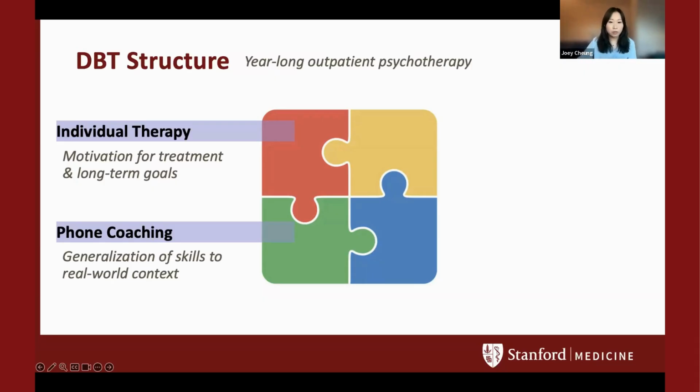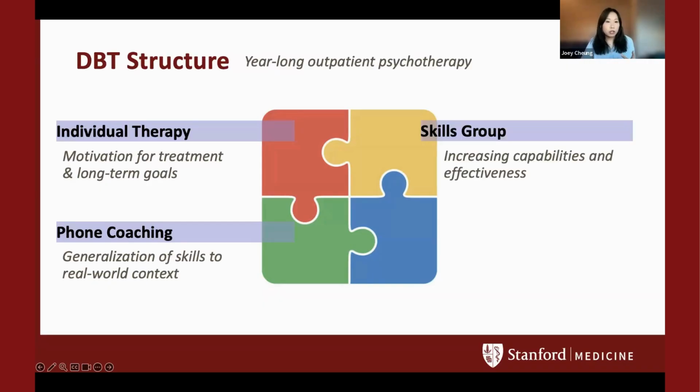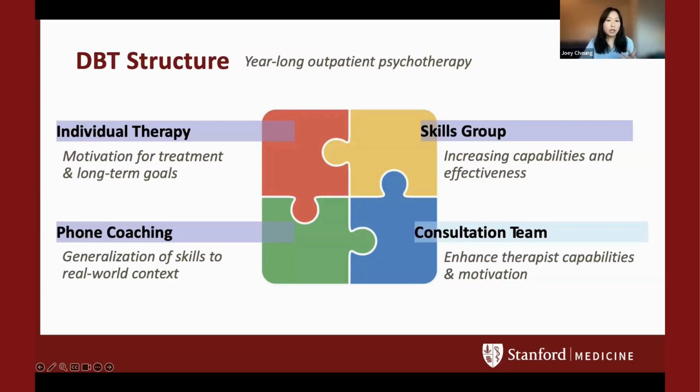So they're not on their own to do that. Then they also are committing to skills group, which is something that I'll go into a little bit more in detail. But this is essentially a class for emotion regulation and skills on how to be effective with other people. And then lastly, your therapist is also committing to a consult team, which essentially is a way to enhance your therapist's capabilities and motivations and give you more additional support.